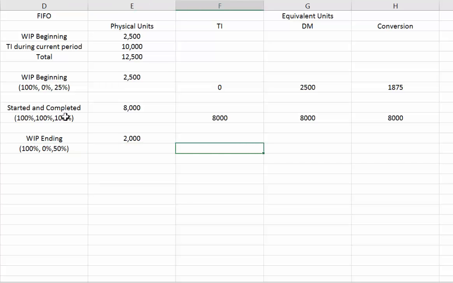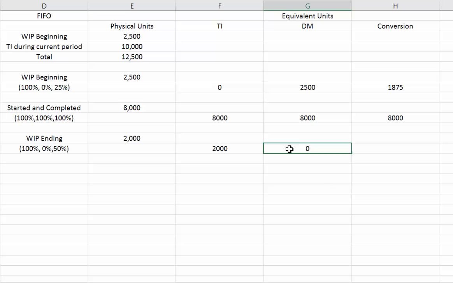Now, in order for me to have a percentage completion, how do I deal with the number of equivalent units? For this one, it's going to be 2,000 times 100%.